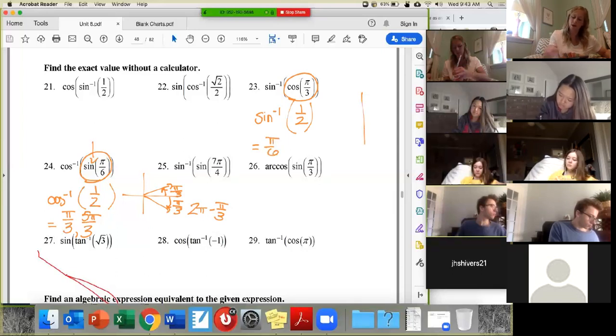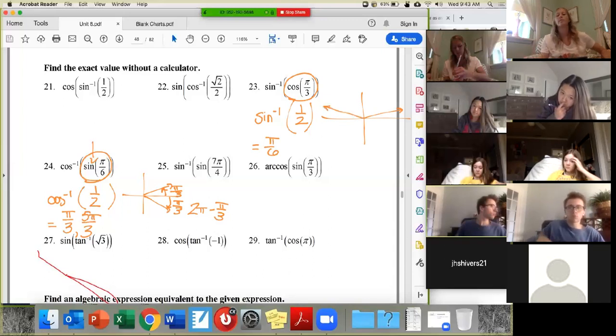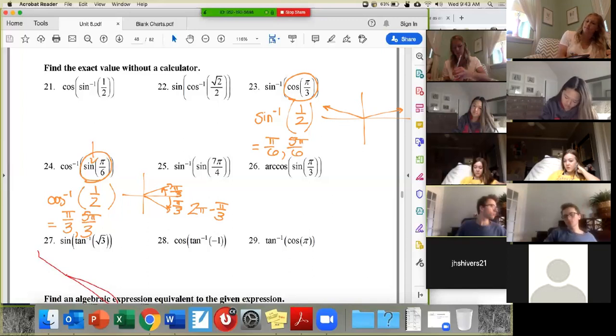And thinking about our quadrant system, where else would sine be a positive value? 11 pi over 6? Over here? Sine is positive at pi over 6, and where else? 5 pi over 6. Yes, Nick. You'd be killing it.